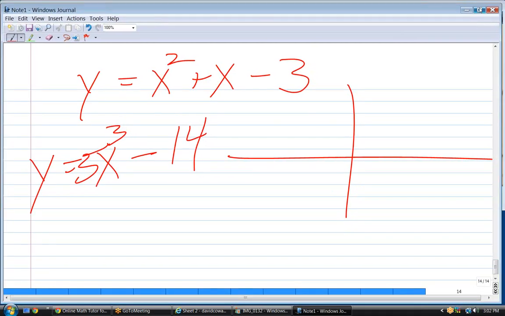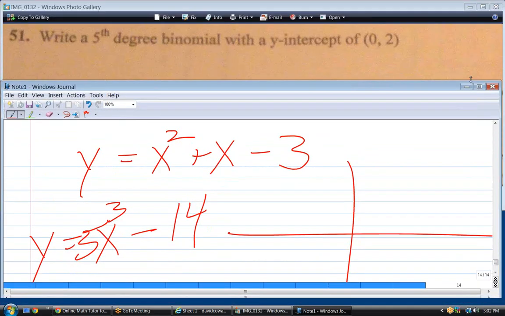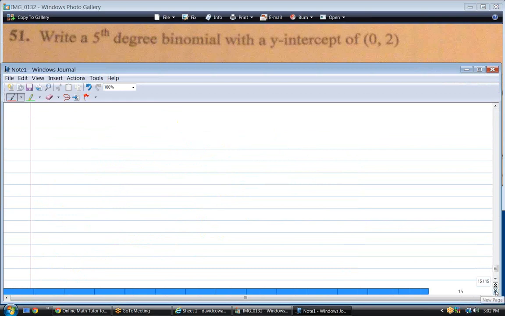Give me a 5th degree polynomial that has a y-intercept of 0, 2. It's a 5th degree binomial. Yeah, 5th degree binomial, I'm sorry. It doesn't really matter whether it's a binomial or a polynomial. The important thing is that you need 2 terms. 5th degree binomial, what term do I have to have? You have to have an x to the 5th.